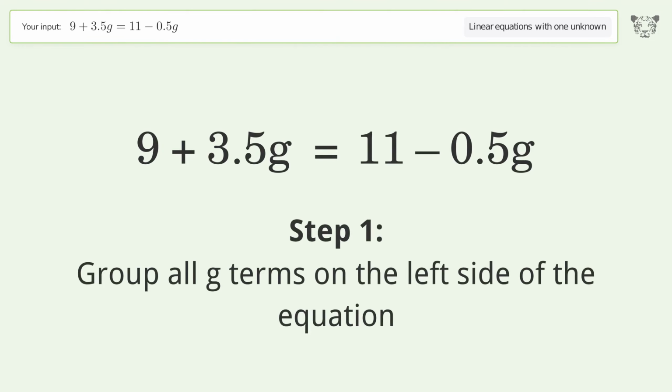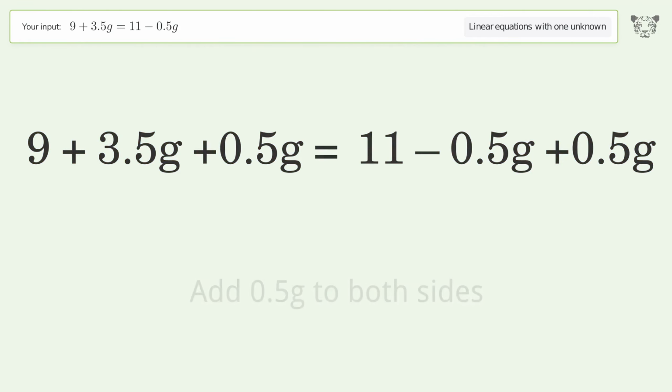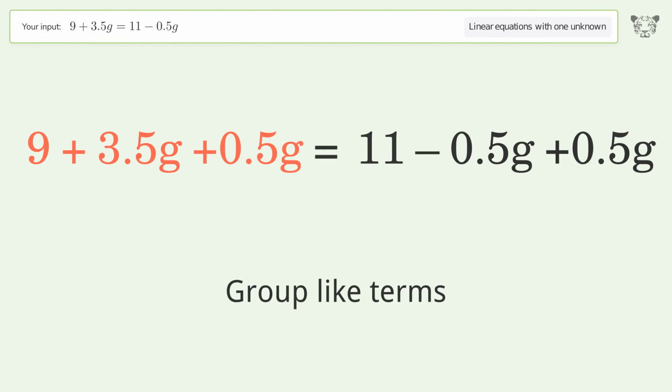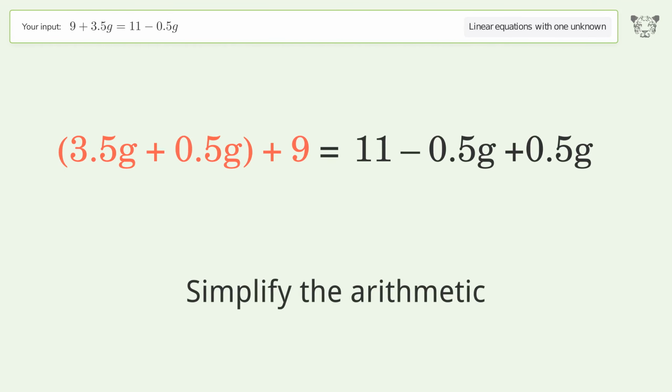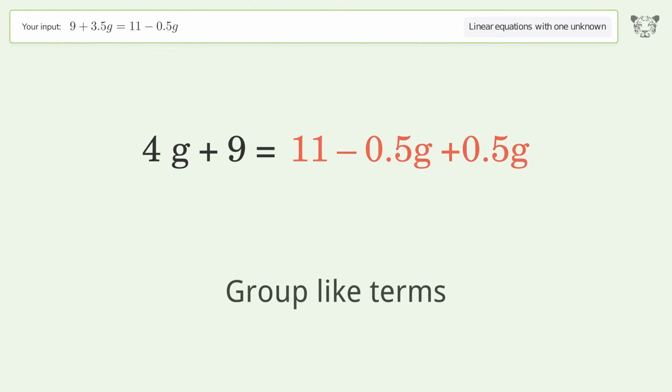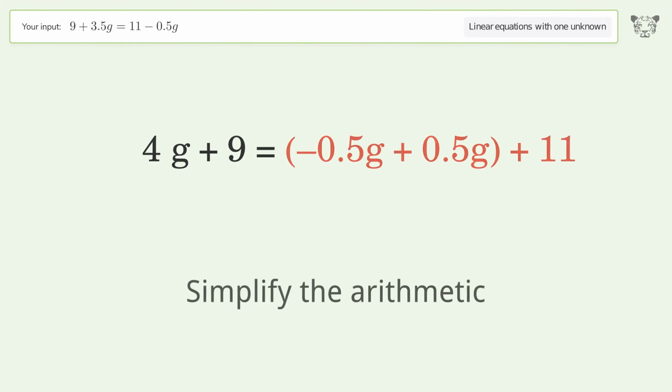Group all g terms on the left side of the equation. Add 0.5g to both sides. Group like terms. Simplify the arithmetic. Group like terms. Simplify the arithmetic.